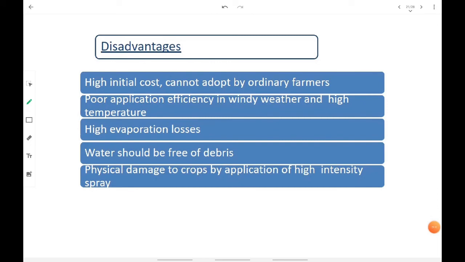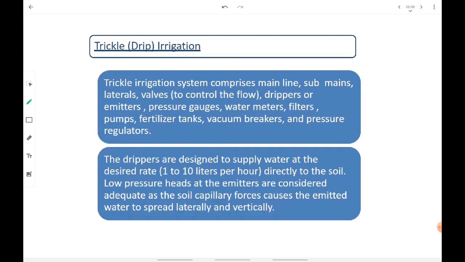So this was sprinkler irrigation, and we saw the method, the advantages and the disadvantages. Next we have trickle or drip irrigation, which in Marathi is called thibak sinchan. The trickle irrigation system comprises a main line, submains, laterals, valves to control the flow, then drippers or emitters, pressure gauges, water meter, filter, pumps, fertilizer tank, vacuum pressure regulator, and so on. There are so many components in trickle drip irrigation.